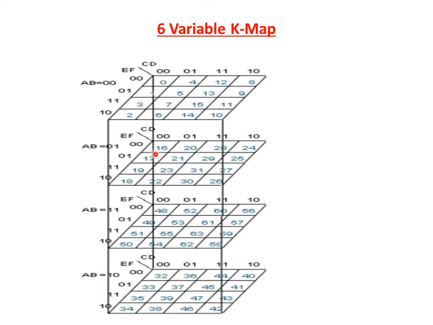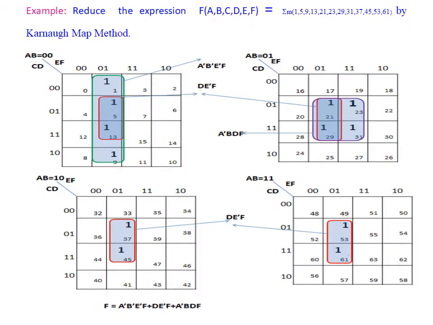The cells 0, 16, 48 and 32 have adjacency. Similarly, cells 4, 20, 52 and 36 have adjacency. In the same way, cells 8, 24, 56 and 40 are adjacent. That is, the 4 variable K maps are parallel to each other, and the corresponding places have adjacency.